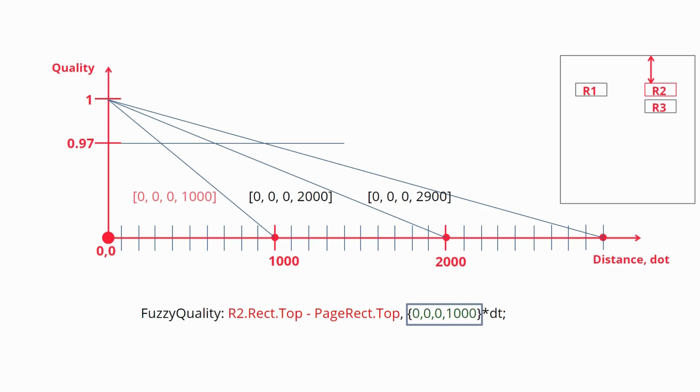The green text sets the fuzzy logic parameters by which the quality of the element's hypothesis can be calculated. What we are saying here is that the quality changes according to this line we see on the graph, with the base distance in dots of 1,000. We need no calculations to see with our own eyes that the distance between the top of rectangle R3 and the page top edge is bigger than the position of R2, which means that the quality of the R3 rectangle hypothesis is smaller. But the fuzzy quality function arrives at this same conclusion algorithmically.